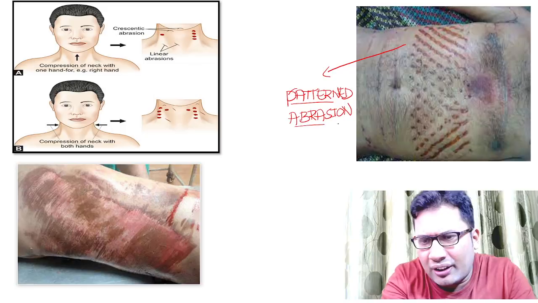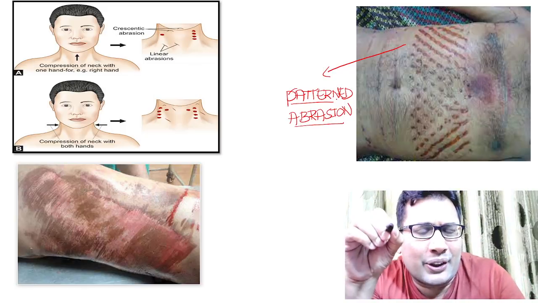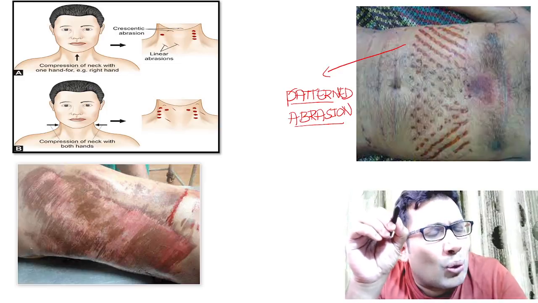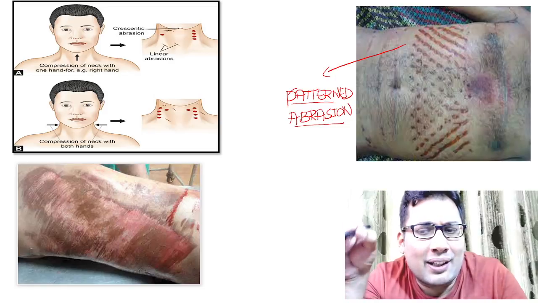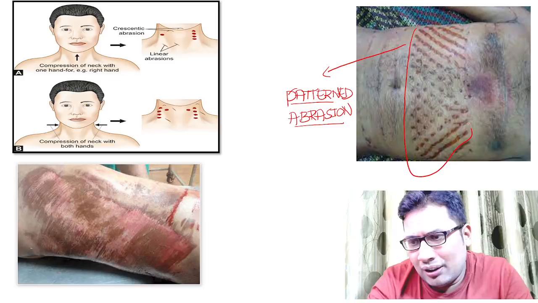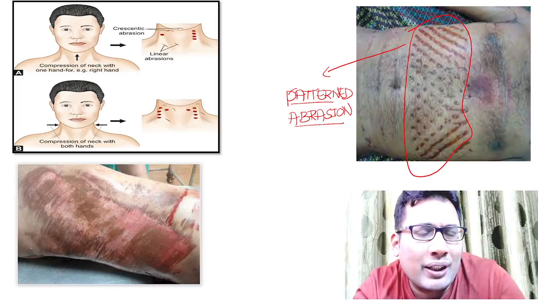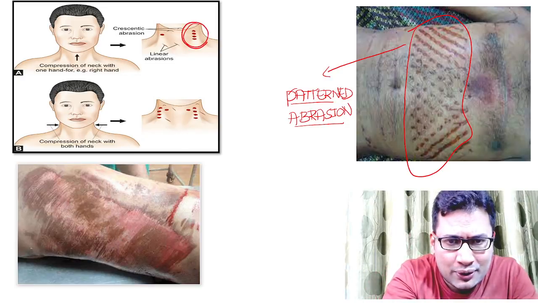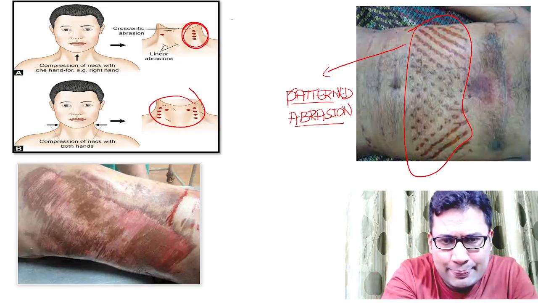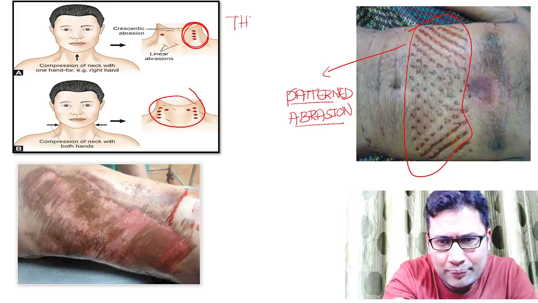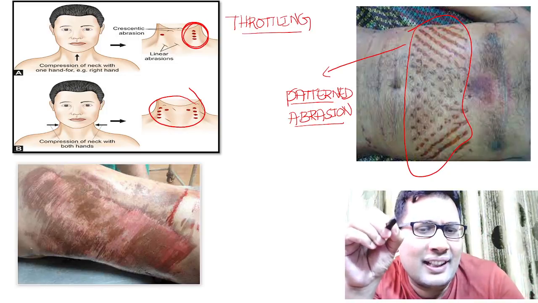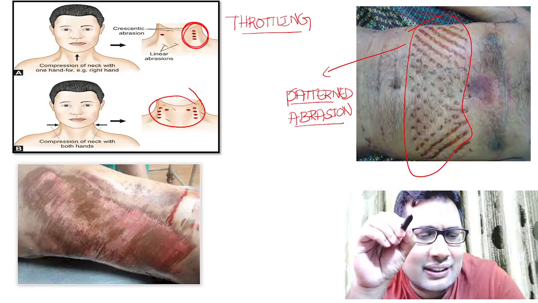Patterned abrasion, also known as imprint abrasion, where you can see some tire mark, radiator grill mark over the epidermis. So this is pattern abrasion. You can see the tire mark. You can see the imprint of the weapon. So that is the pattern abrasion. And this is sixpenny bruise. Sixpenny bruises are seen in throttling. Again, it was asked in last year's exam, actually a repeat question. Sixpenny bruises are seen in manual strangulation, that is throttling.